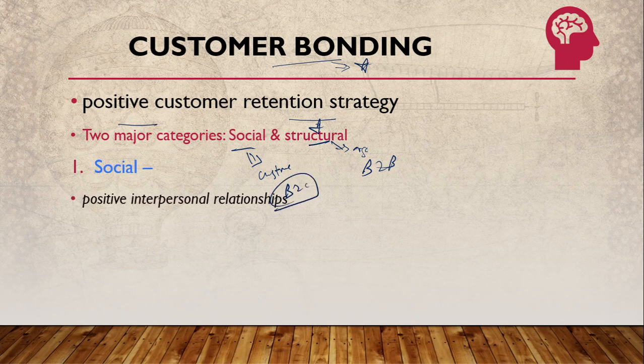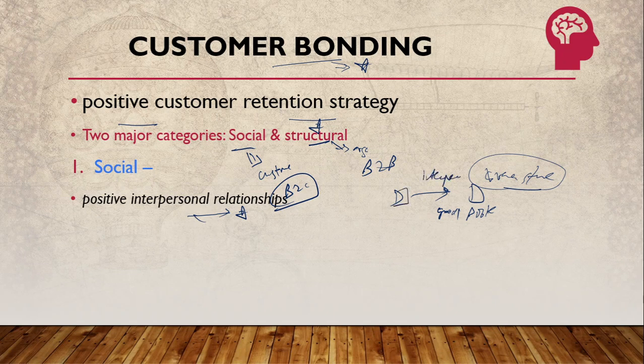In social bonds, you have a good, positive interrelationship with the customer. Let us say you are running a kirana store. The customer who comes to your kirana store, you talk nicely to him, you are polite to him. This way, over the course of time, you will develop an interpersonal relationship with the customer. This will help in having a good bond with the customer, and eventually the customer will come to your shop only.